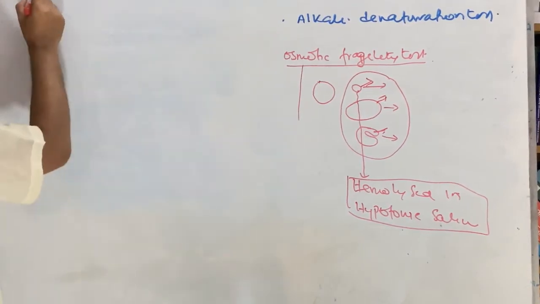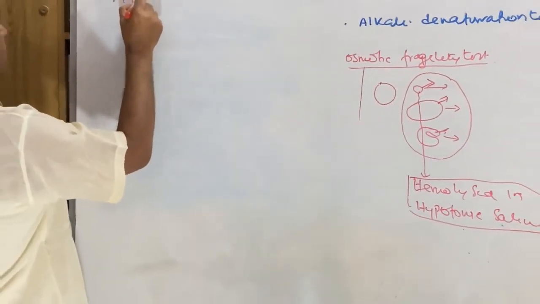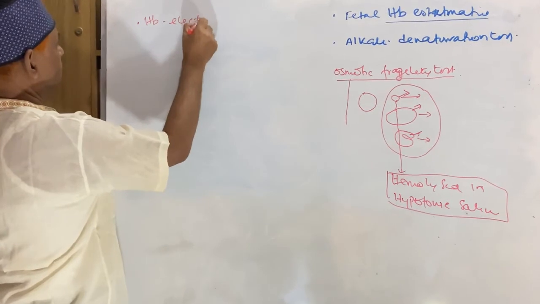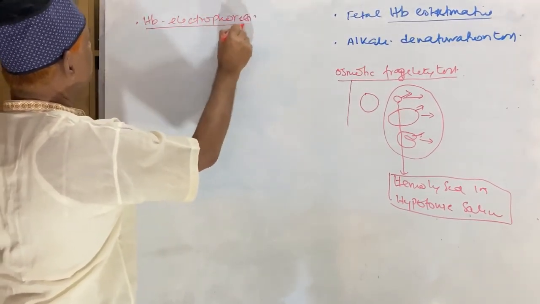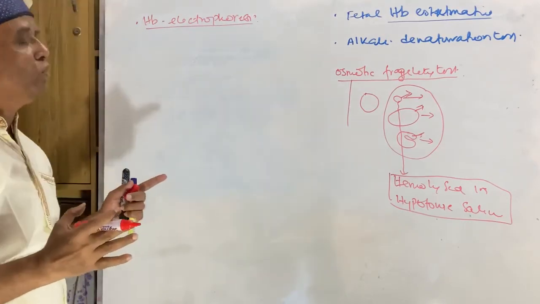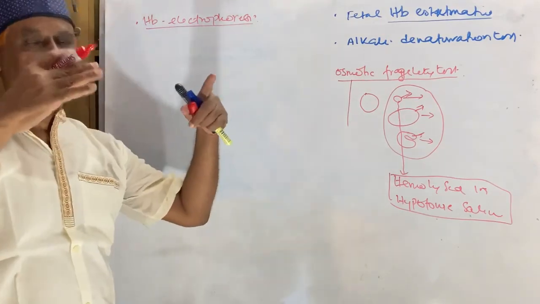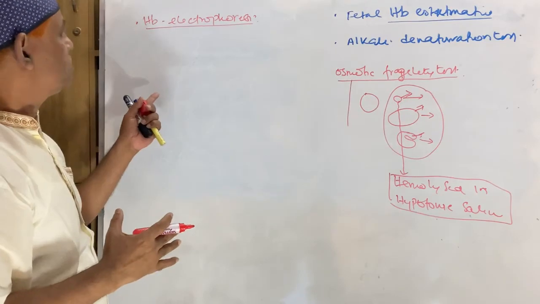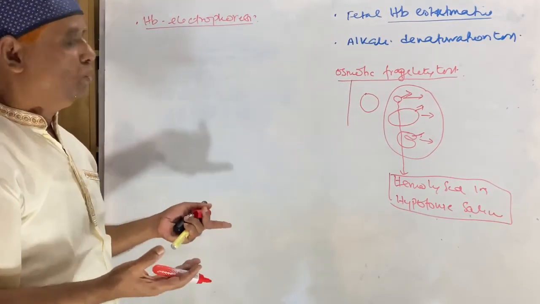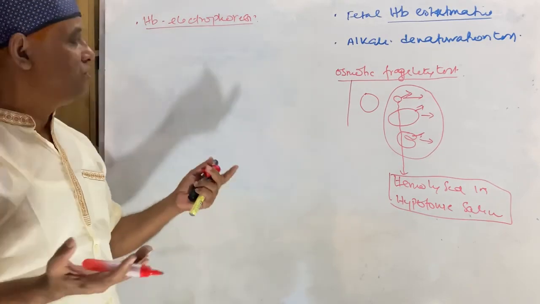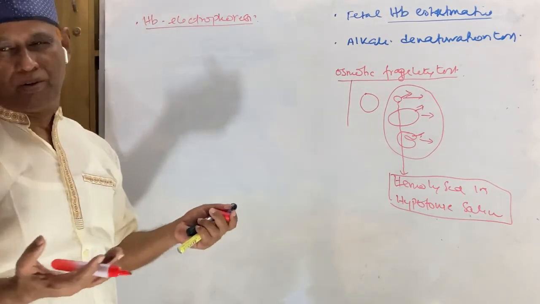And lastly, we have to do hemoglobin electrophoresis. If we perform hemoglobin electrophoresis of the suspected individual, we can assess whether it is hemoglobin E disease, whether it is hemoglobin S, whether it is thalassemia, whether it is D, or whether it is C, etcetera.